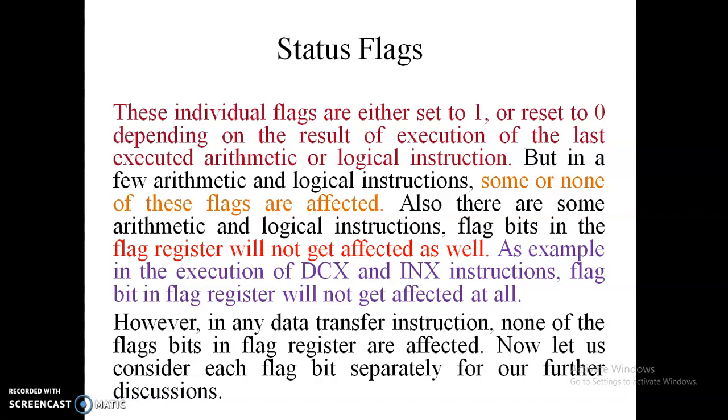Once again I repeat this. The flags are set to either 1 or 0 depending upon the execution of arithmetic or logical instructions. But in some arithmetic or logical instructions, some or none of these flags are affected. That means some flags may change position from 1 to 0 or 0 to 1. Sometimes the flag bits in the flag register will not get affected, for example in the execution of DCX and INX instructions.